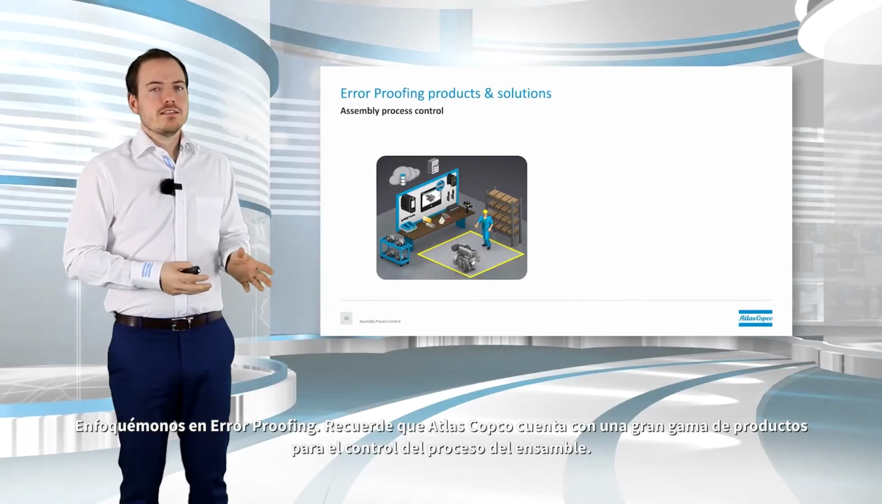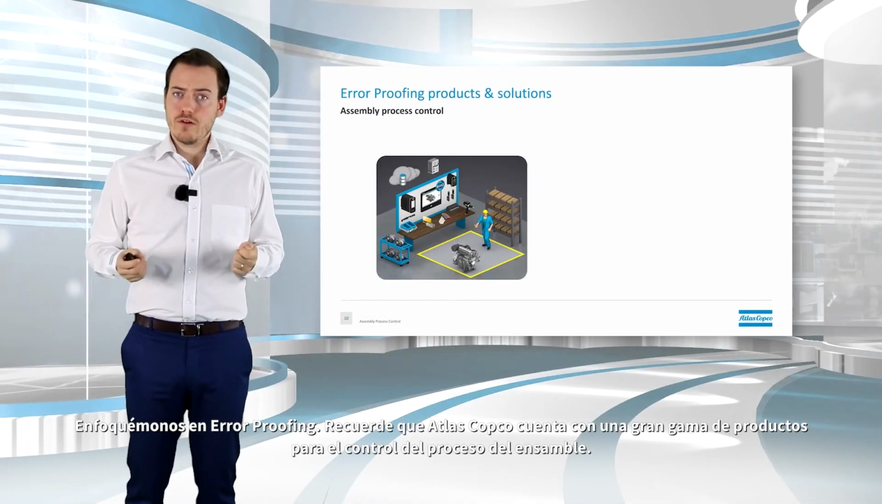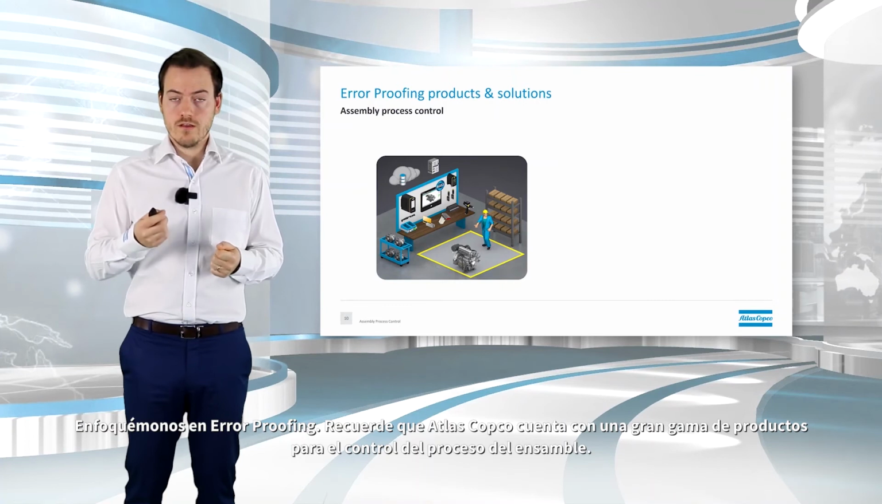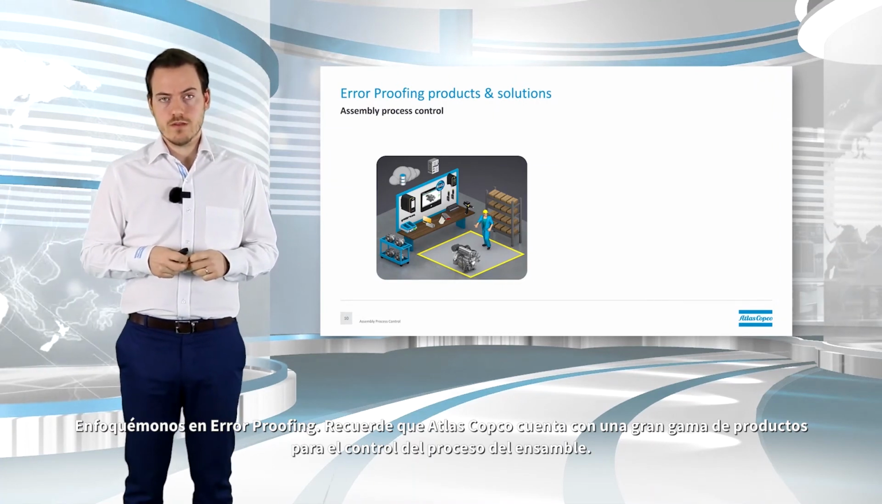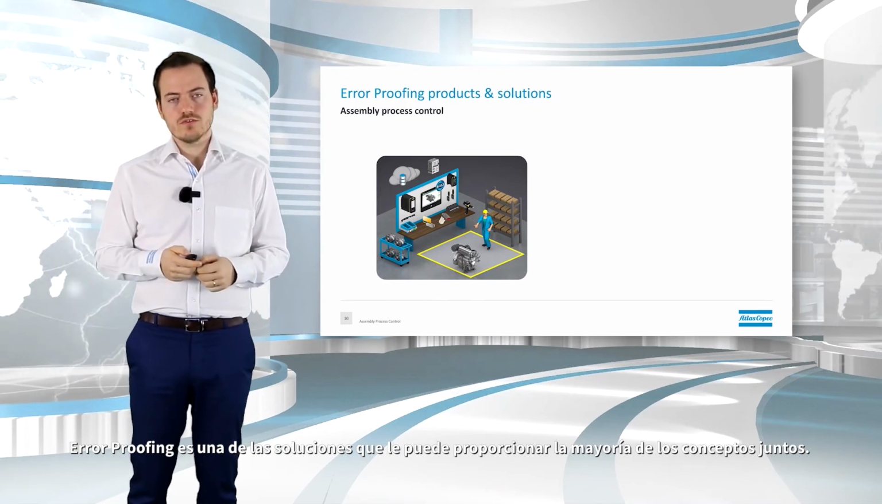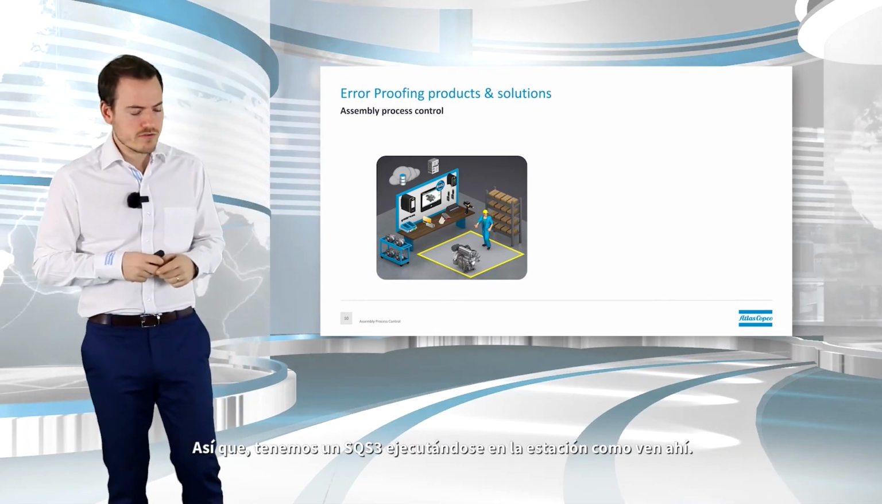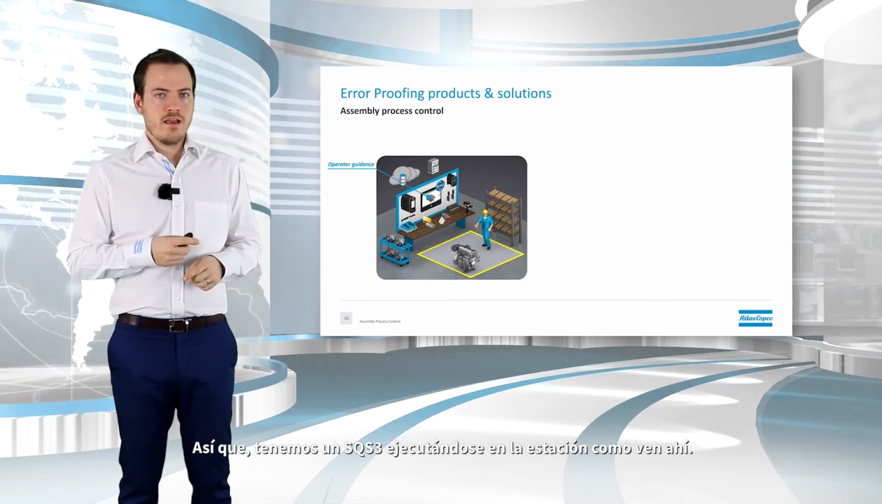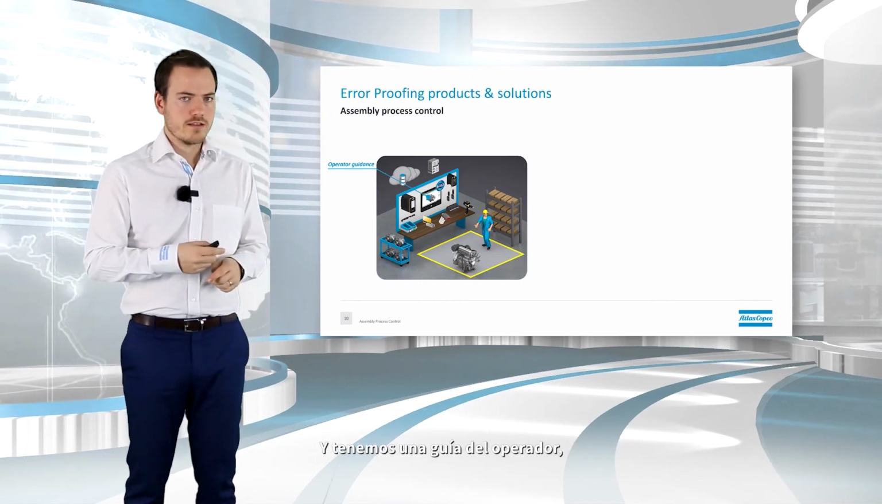Then I will focus on error-proofing solutions. Now I'm focused on this, but remember, Atlas Copco has a lot of products that can support the process control of the assembly. Now, error-proofing is just one of those solutions that can bring many of those points together. So here we have an SQS3 running on the station, as you see there. And of course, we have operator guidance.